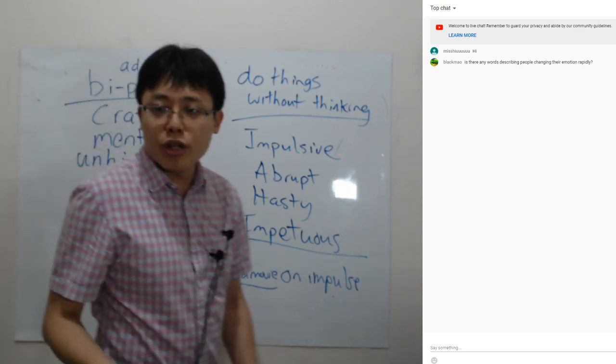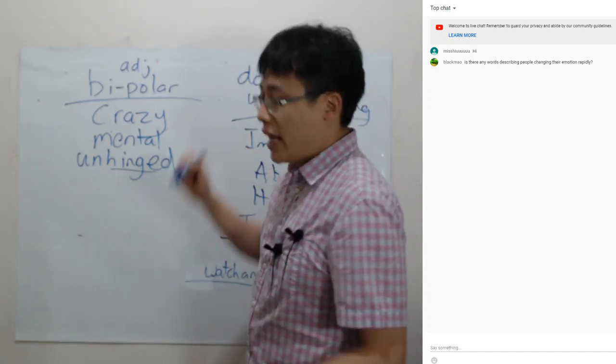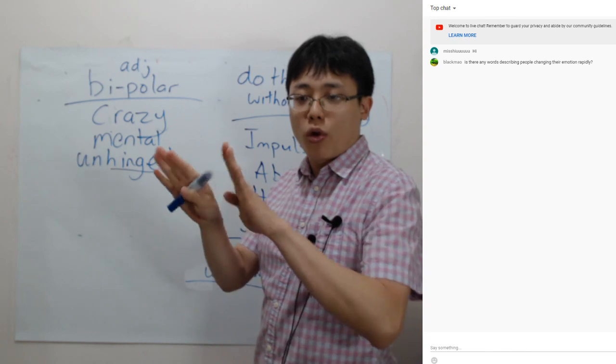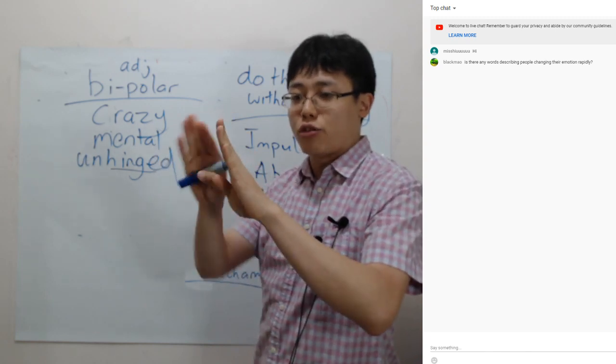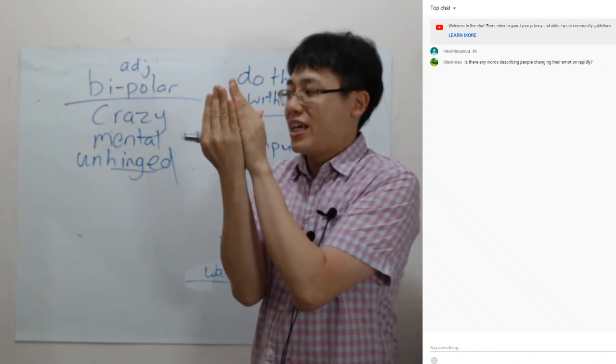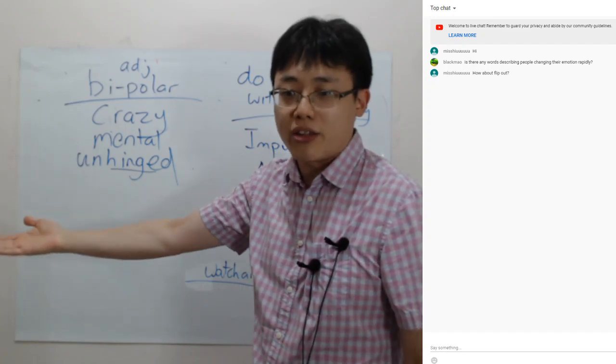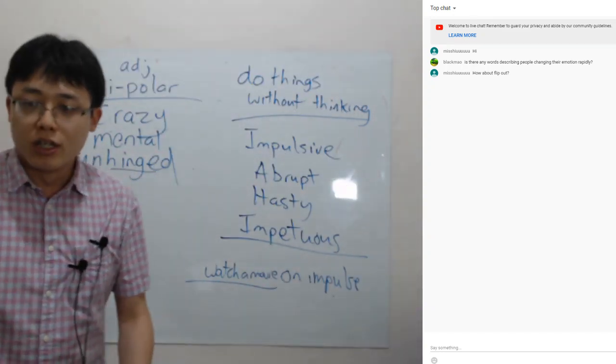Unhinged. Now, the reason why we call people unhinged is that a hinge is the part of the door that connects it, so it allows it to fold. The thing holding the door to the wall is called a hinge. So when you're unhinged, it means you're not connected to anything. You're not connected to reality.